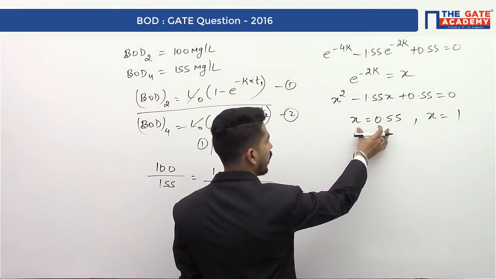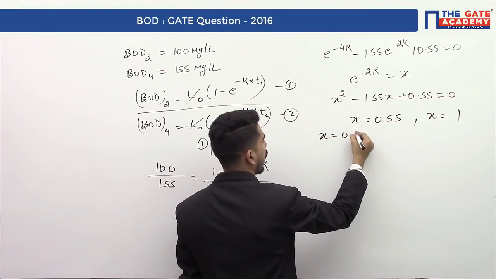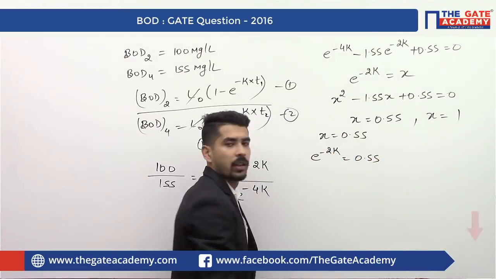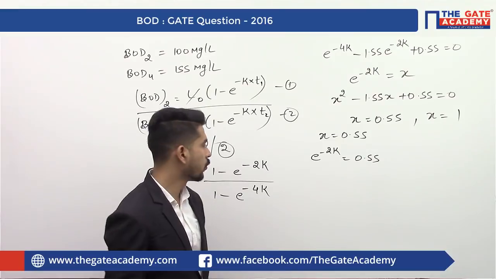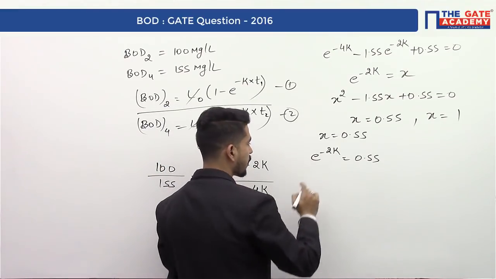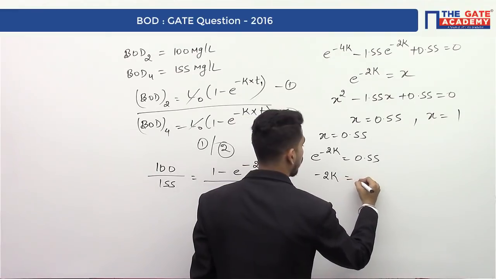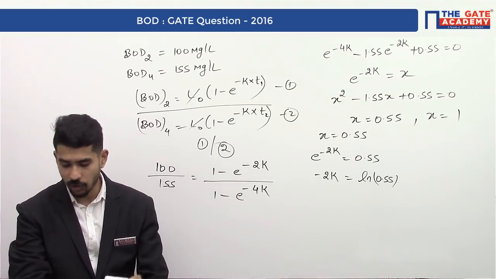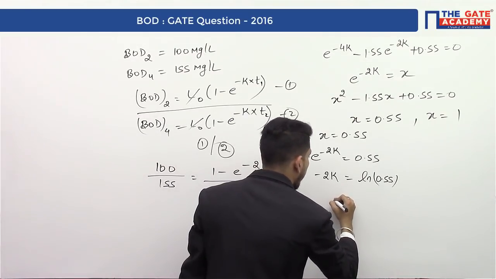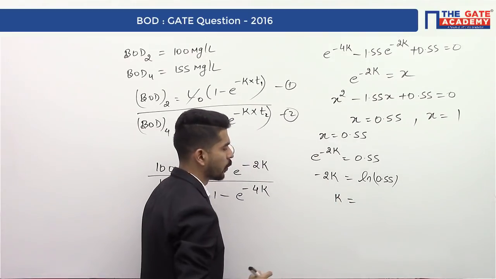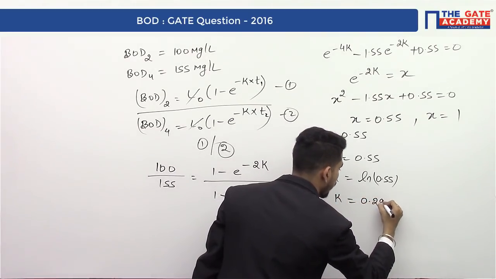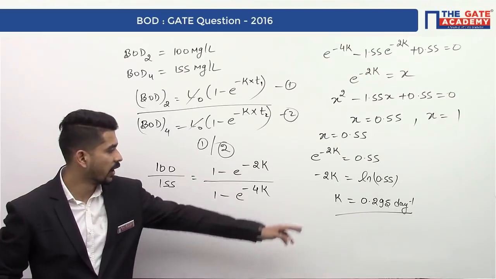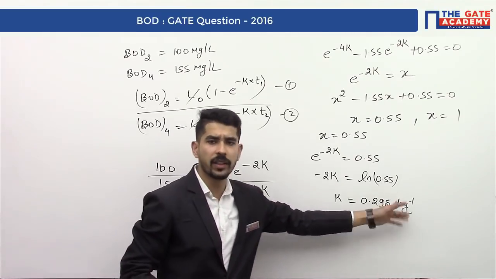Let us solve this. Let us take the first case, x equal to 0.55. What is x? x is nothing but e to the power minus 2k, equal to 0.55. If you want to calculate this k, just take the log on both sides. If you take the natural log on both sides, this becomes minus 2k equal to ln of 0.55. So from here, this k will come out to be equal to 0.295 day inverse. You are getting one value of k as 0.295 or 0.296 day inverse.